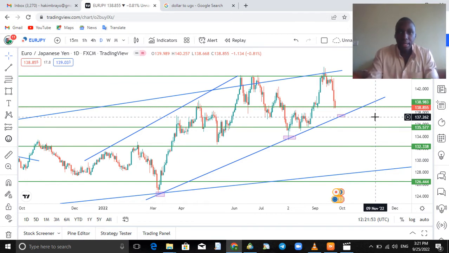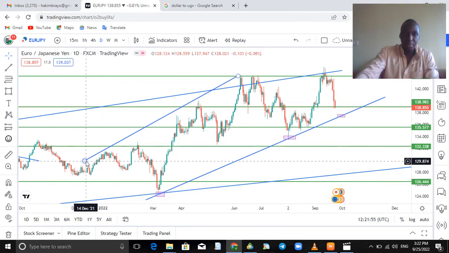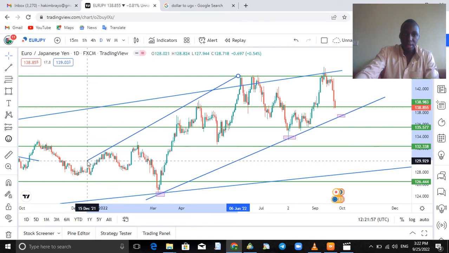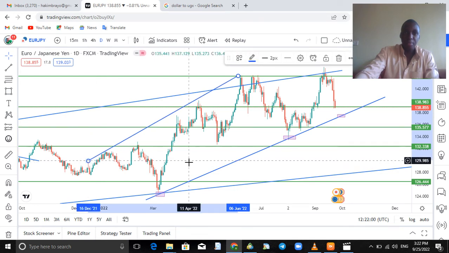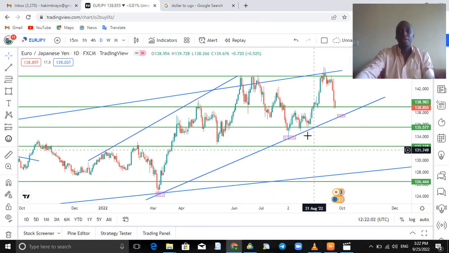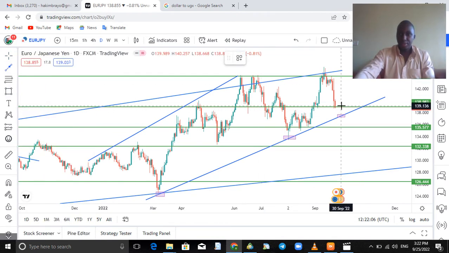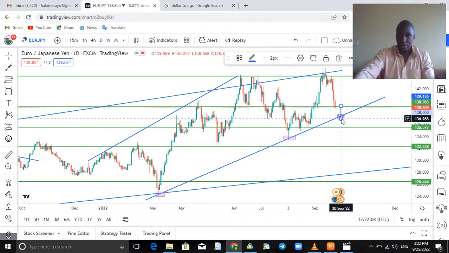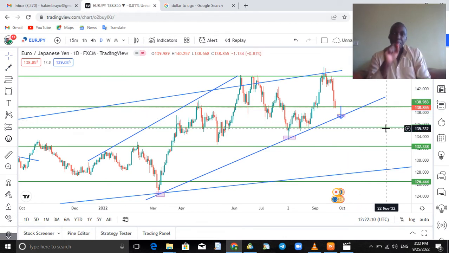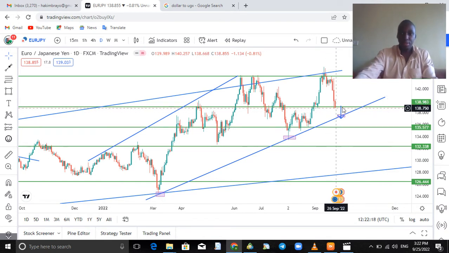Now this is where you must make your analysis in a proper way, because if you just make one mistake like this, that means you're going to lose your money. Now we are waiting for EURJPY to approach this support level here. Now after EURJPY approaches that support level, we are going to see how the market is going to react when EURJPY has approached this support level.